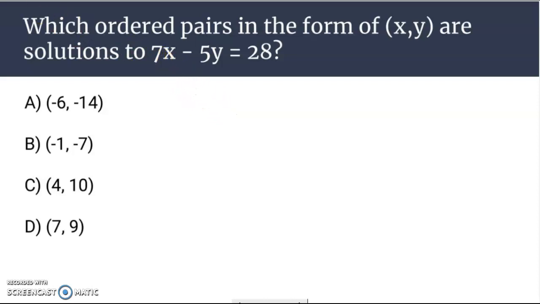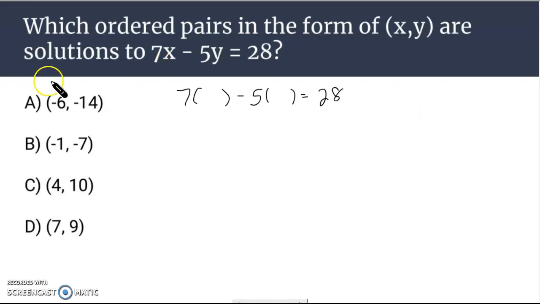First question here, which ordered pairs in the form of x comma y are solutions to 7x minus 5y equals 28. So what we're going to do is test all four of these coordinate points. We're going to plug them in for x and y to see if it makes the equation true. Alright, we'll try this first one here, a. So we have 7x minus 5y equals 28.